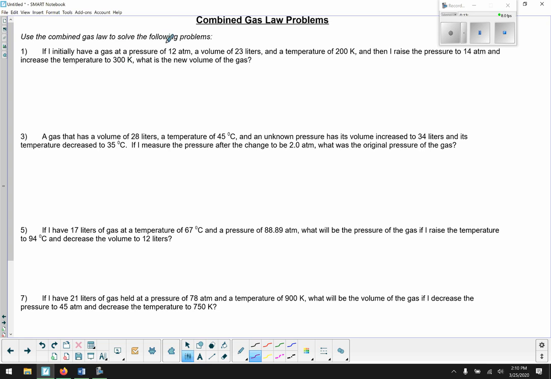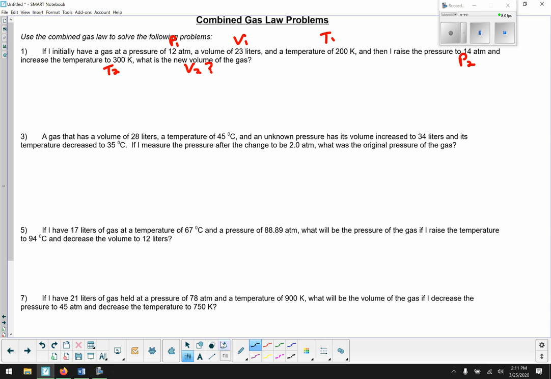If I initially have a gas at a pressure, let's call that P1, of 12 atmospheres, a volume, V1, of 23 liters, and a temperature, T1, of 200 kelvins, and that's already in Kelvin, so we don't have to do anything with that. And then I raise the pressure, so we'll call that P2, to 14 atmospheres, and increase the temperature, T2, to 300 kelvins. Again, it's in Kelvin, so we're good. What would be the new volume? So we're looking for V2.